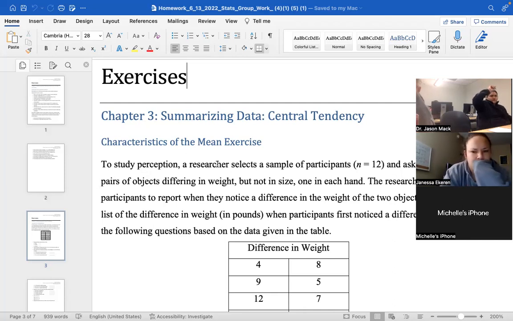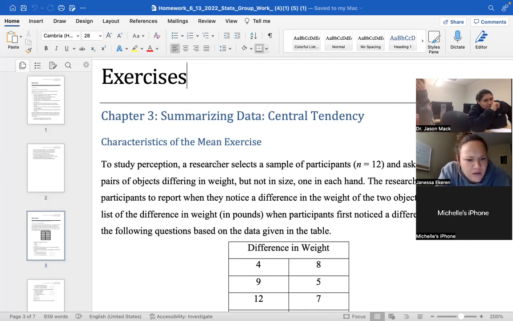I have a question. I don't know, I'm so lost with this. Number 7? So for ordinal, is it just like rank or order? Interval has equal spaces and no absolute 0. Ratio has a 0.